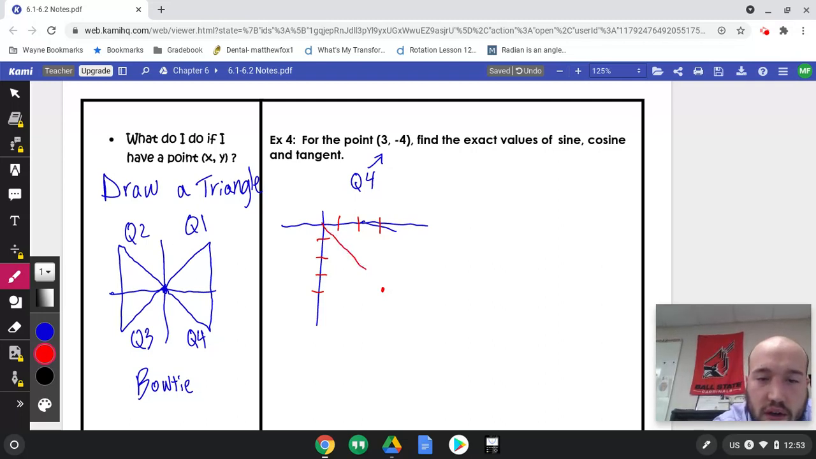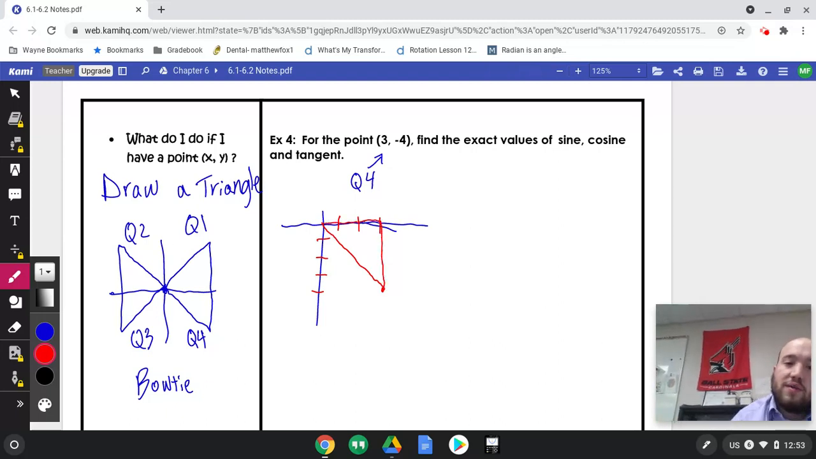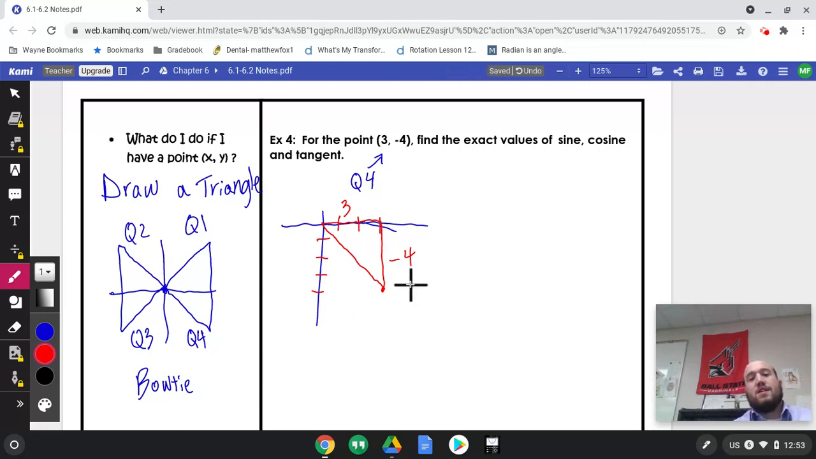So as I connect that, if I was going to label this now, the label here is 3, the label here is -4. That's how you can have a negative on one of the sides. It's in the negative direction. Now, I don't yet know what this side is. This is my hypotenuse.